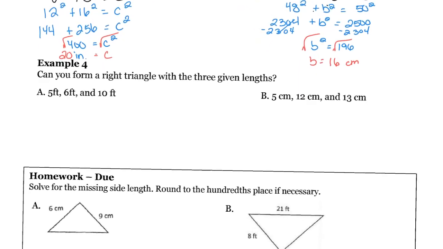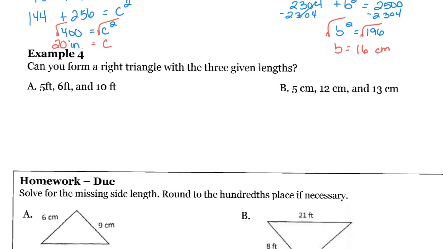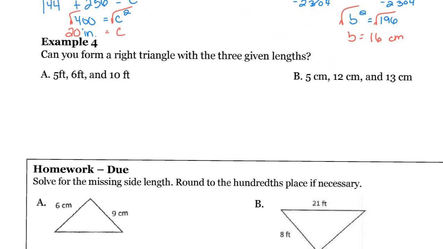All right, example 4. Can you form a right triangle with these 3 given lengths? It's important to remember, what did I say was the longest side? The hypotenuse is always the longest side. So the longest between 5, 6, and 10 is 10. And then it doesn't matter which one we label A or B. So now we take these values and plug it into the formula A squared plus B squared equals C squared. If it's true, it is a right triangle.